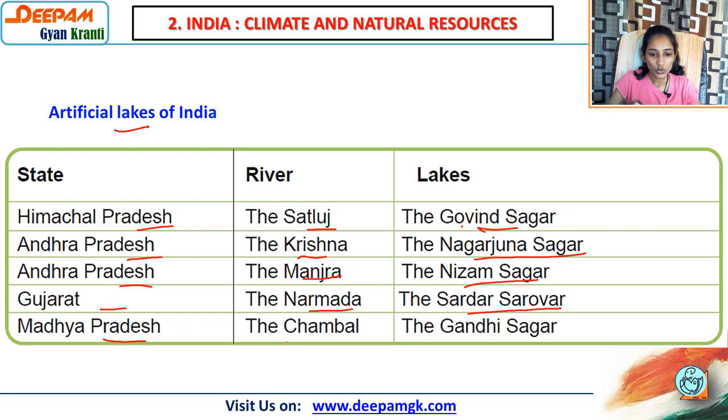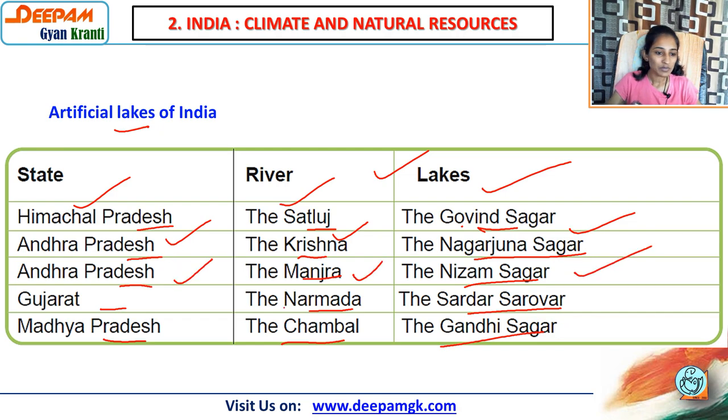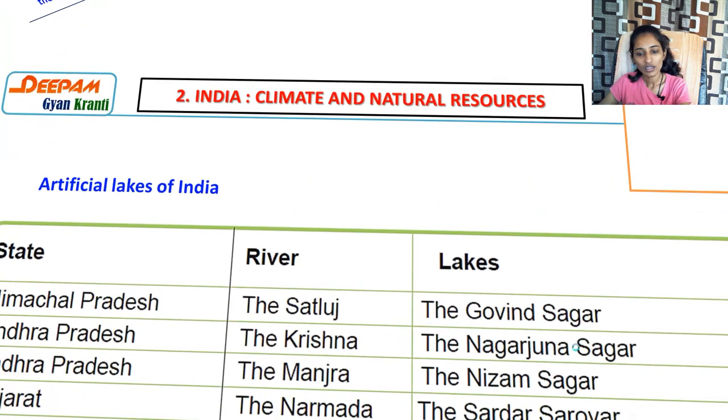And Madhya Pradesh, the Chambal River and the Gandhi Sagar. It's also very important. See, state Himachal Pradesh, Satluj River, Govind Sagar. Andhra Pradesh, Krishna River, Nagarjun Sagar. Andhra Pradesh, Manjra River, Nizam Sagar. Gujarat, Narmada River, Sardar Sarovar. Madhya Pradesh, Chambal River and Gandhi Sagar Lake.